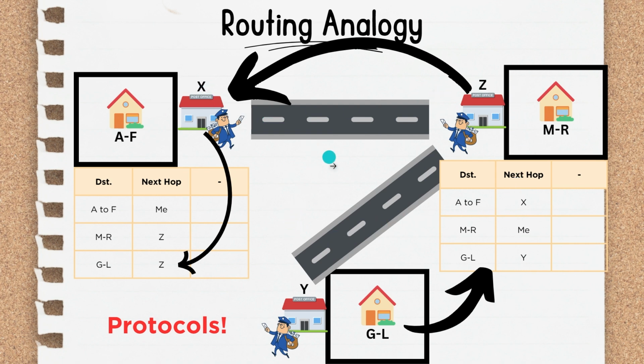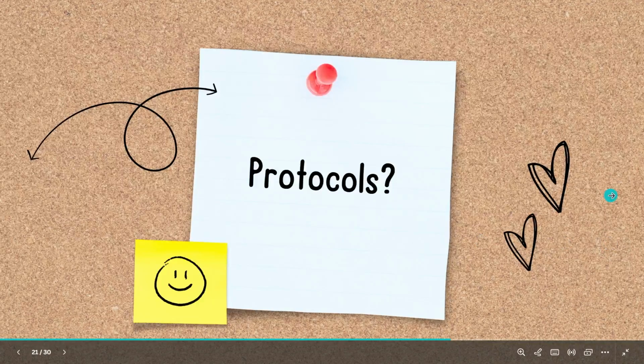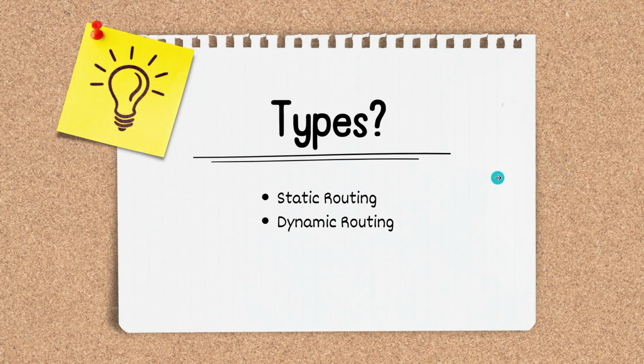And to achieve this kind of behavior, you need certain rules, which are nothing but protocols. So let's see about protocols, routing protocols. Routing protocols are nothing but the way of communication for the devices on the internet to exchange the information of the networks that are reachable via them. So it is nothing but a communication of certain routers, certain devices.